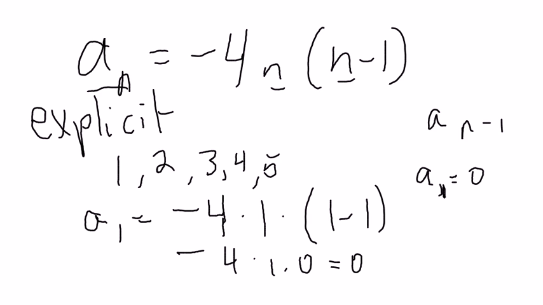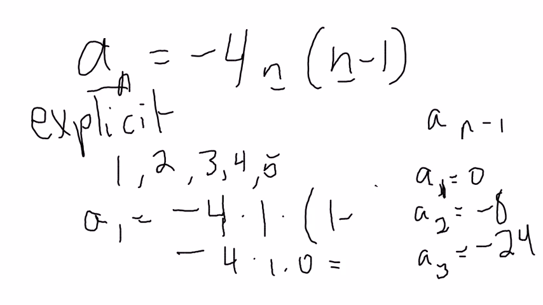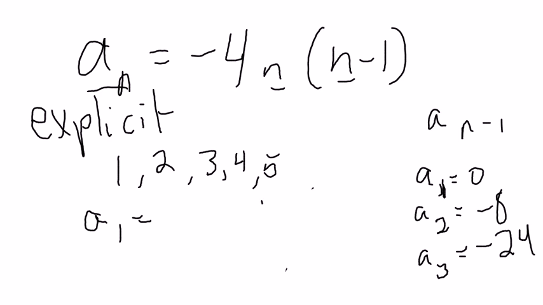And a sub 2 is going to give you negative 8. A sub 3 is going to give you negative 24. And a sub 4 is going to give you negative 48, and a sub 5 is negative 80. Okay?